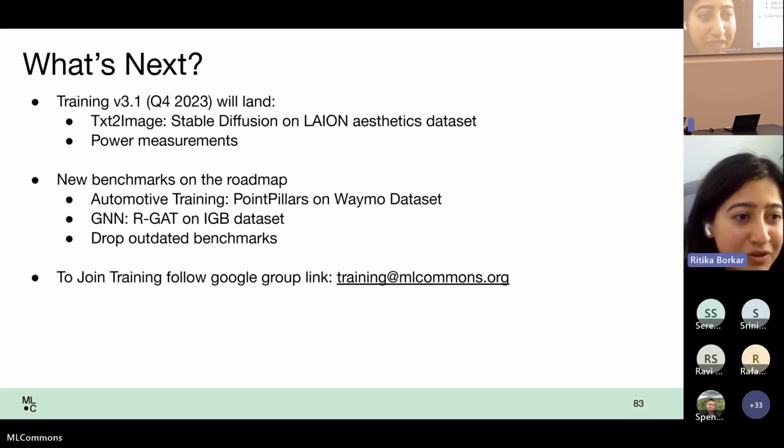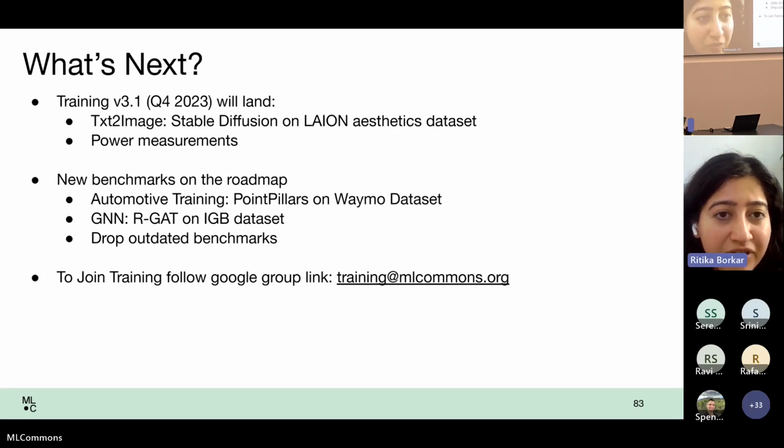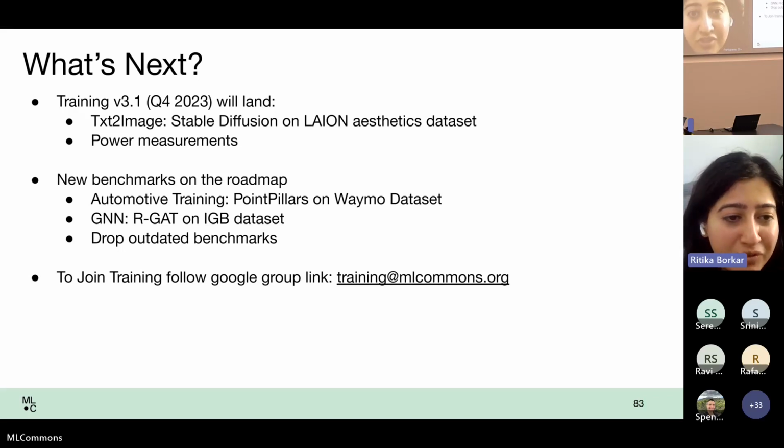We're doing exciting things, trying to complete benchmarks for the 2024 roadmap. We have an automotive task force, where Rod is developing a PointPillars benchmark, which will train on the Waymo dataset. And then we also have a GNN benchmark, RGAT, on the IGB dataset. As part of the process, we always take a look at our roadmap to think about whether we want to update some benchmarks or replace some old, outdated benchmarks with new ones. So those would be some interesting discussions to look out for in the working group in the coming quarter.